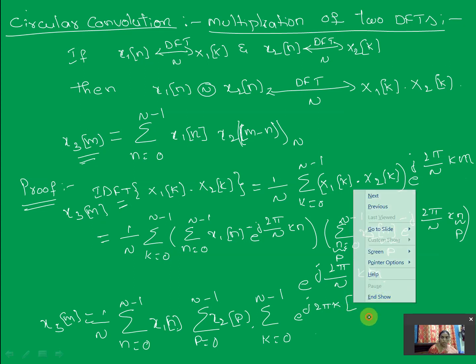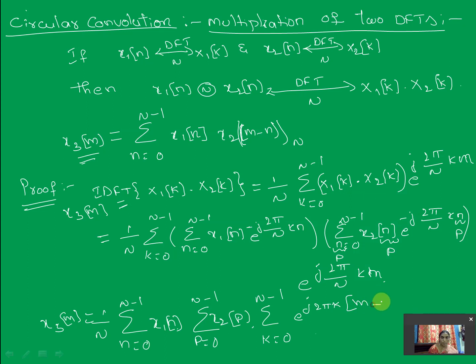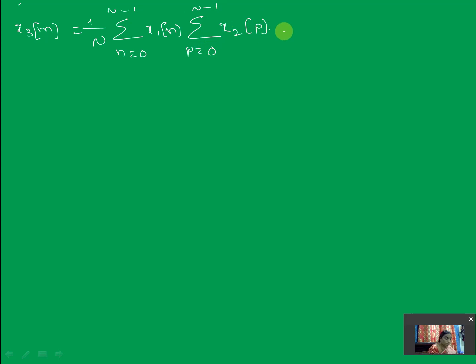Now m is here, the next one is minus n, the next one is minus p, divided by N. So now the next one: x3 of m is equal to 1 by N summation, I am repeating this one, x1 of n summation p from 0 to N minus 1, x2 of p, another summation, k from 0 to N minus 1, e power j 2 pi k (m minus n minus p) divided by N.